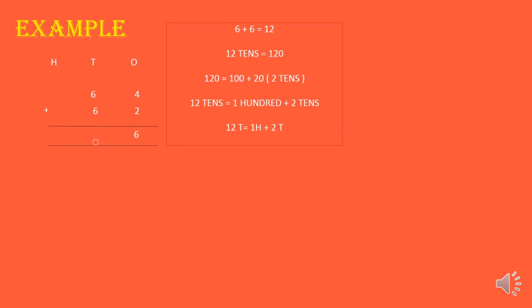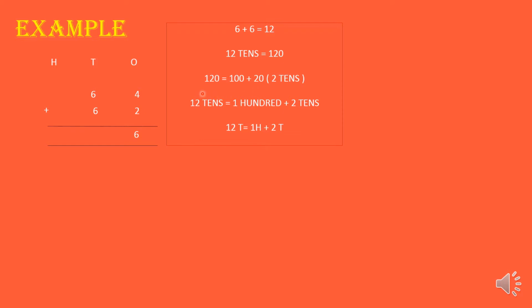Okay, in the tens column, how many tens are there? 12 tens are there, because 6 plus 6 is 12. Yes or no? 6 plus 6, 12. Okay, this is the tens column now. So how many tens are there? 12 tens are there. 12 tens is equal to 120.